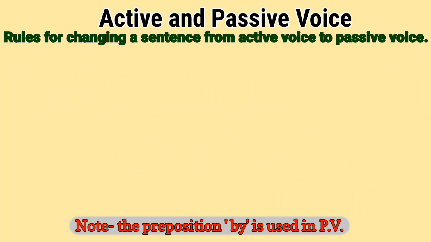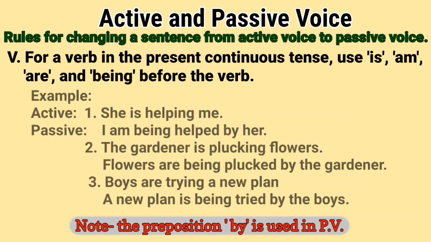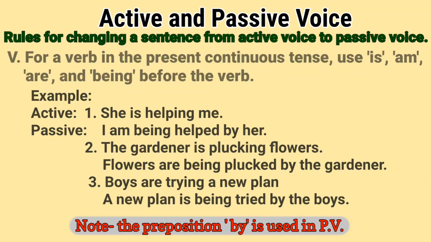Fifth rule: for a verb in present continuous tense, use is, am, are, and being before the verb. Like, she is helping me. Passive voice is changed to I am being helped by her. The gardener is plucking flowers. Flowers are being plucked by the gardener. Third example: boys are trying a new plan. A new plan is being tried by the boys.